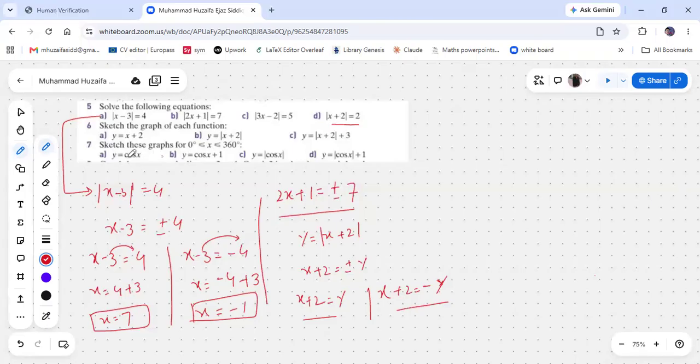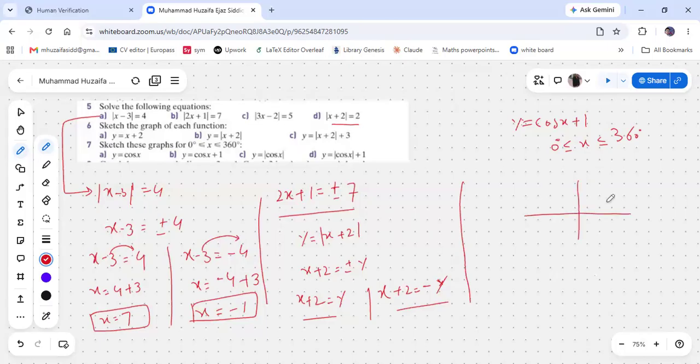In the previous session, we also did cos of x, and for this one, y = cos x + 1, with 0 degrees less than x less than or equal to 360 degrees. In previous sessions we had our domain as 0 to 180 degrees, but in this problem we have 0 to 360 degrees.